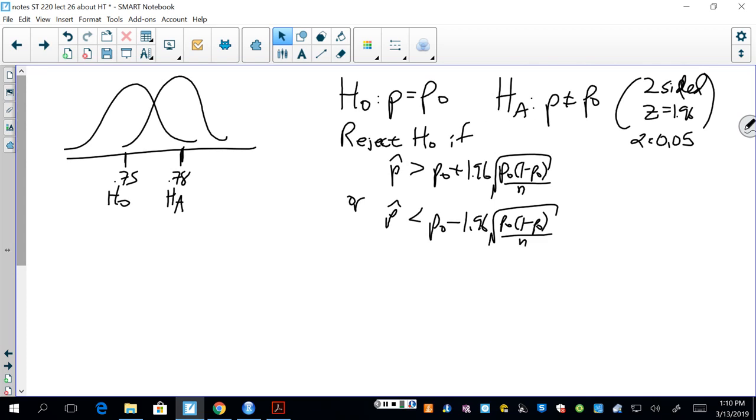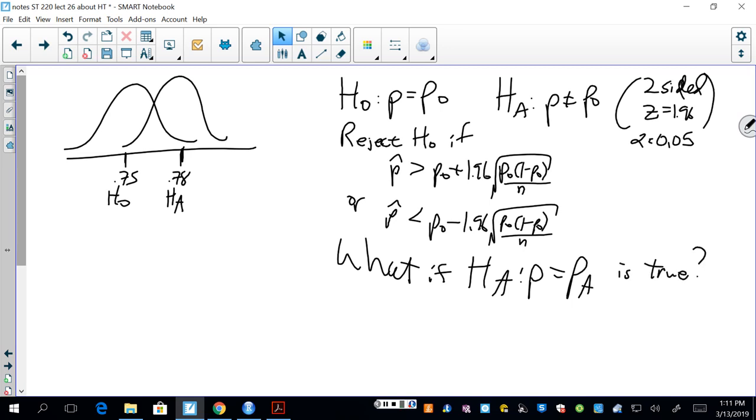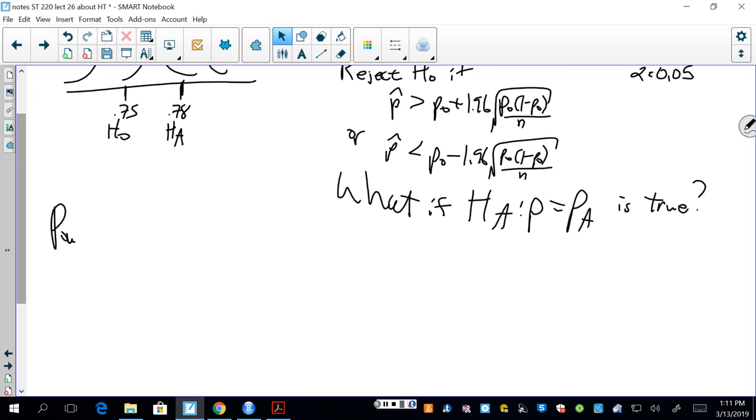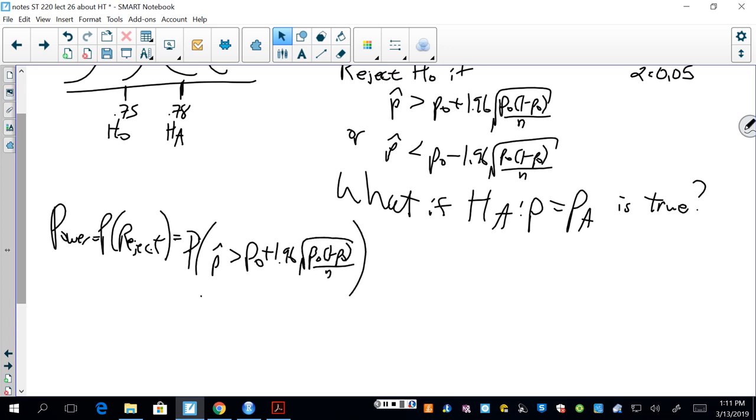Now we can assume, what if this is false and there is a true value under the alternative? What if it's true? Well, then we should reject the null hypothesis. What's the chance that we reject the null hypothesis? What's the probability we reject? Power is the probability that we reject. So it's the probability, and we're in these rejection regions. So we have p hat greater than P0 plus 1.96 times the square root of P0, 1 minus P0 over n, plus the probability that p hat is less than P0 minus the lower value.